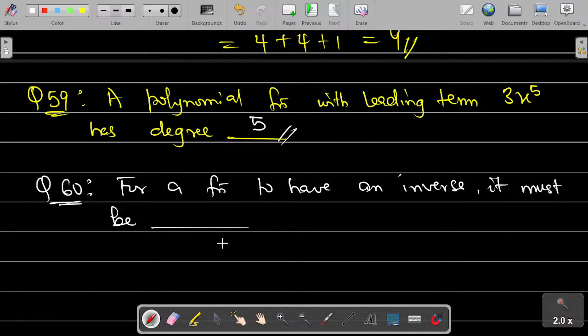For it to have an inverse, it must be that we can say it must be invertible. Okay, so in other words, you can actually determine the inverse of that function. So for the inverse to exist, it has to be invertible. Okay, and then again we can say it has to be differentiable and the rest of that.